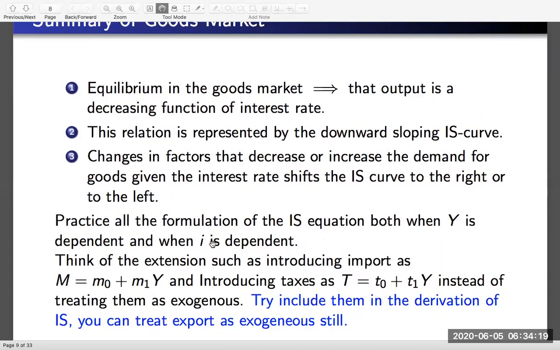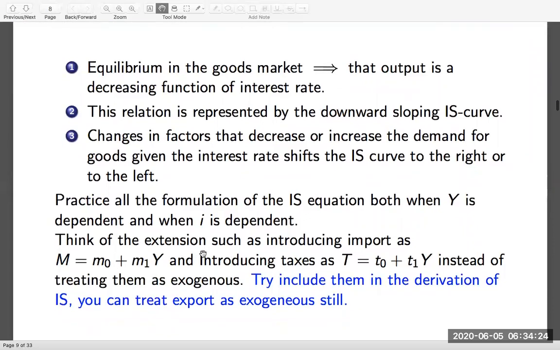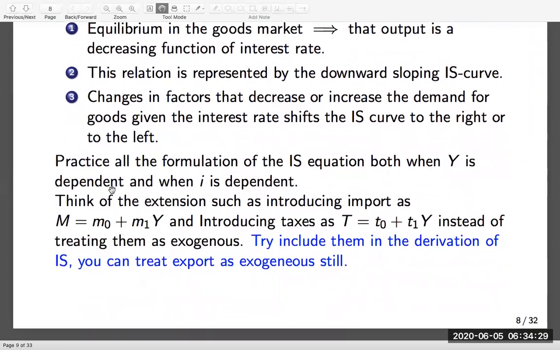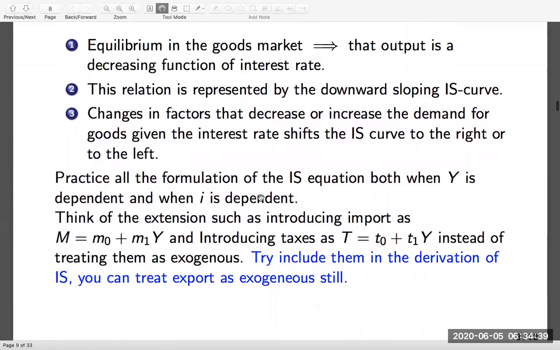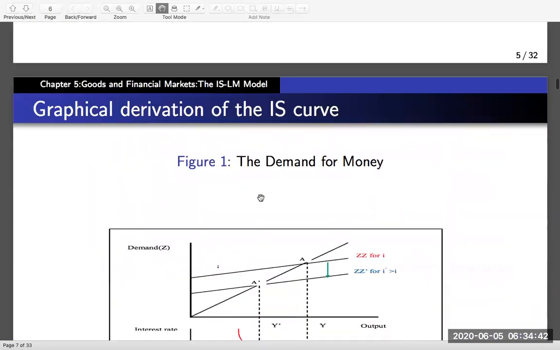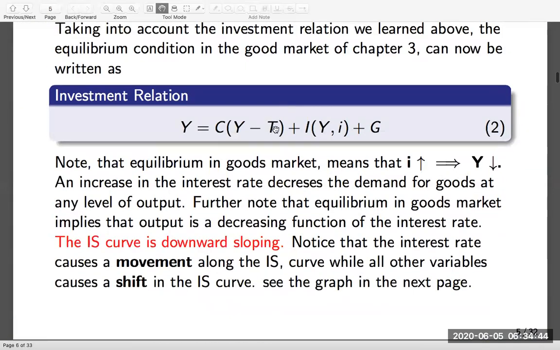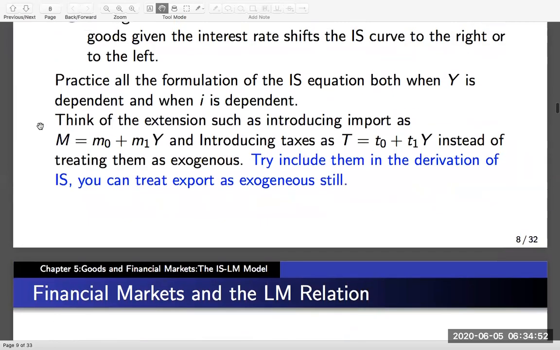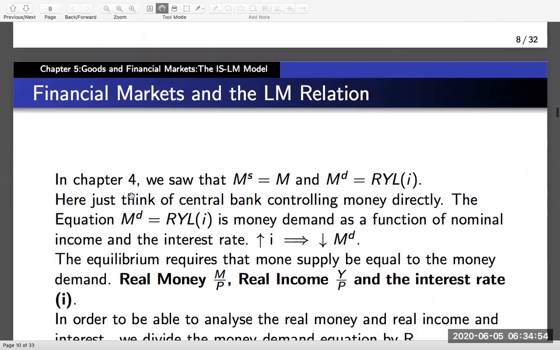Well, practice all the formulation of the IS curve equation, both when Y is dependent and when I is dependent. Think of the extension such that introducing imports, i.e. this. So if you introduce imports, we could make imports endogenous or taxes to be endogenous as well, right? Instead of treating them as exogenous, you could actually change that. So we could actually now come back in our example here, and instead of just having tax here as a lump sum, we can introduce it as endogenous. And we can introduce X minus M, where M is this, and calculate the other one, right?